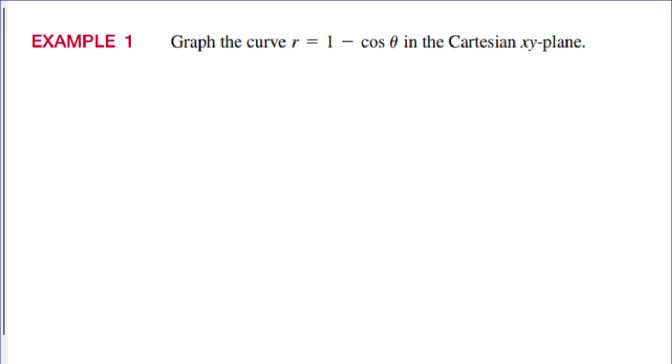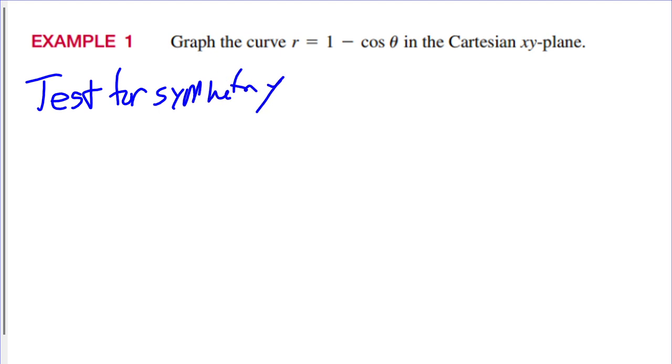For example 1, let's graph the curve r equals 1 minus cosine theta in the coordinate plane. The first thing we want to do is test for symmetry. Again, we have three types. The first is, let's test for reflection about the x-axis.